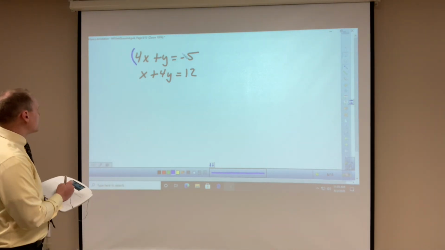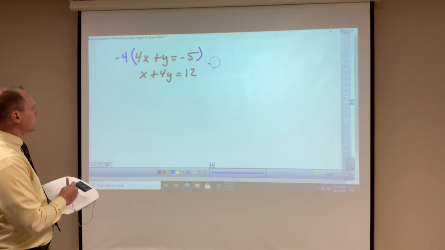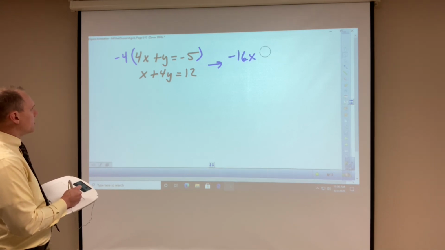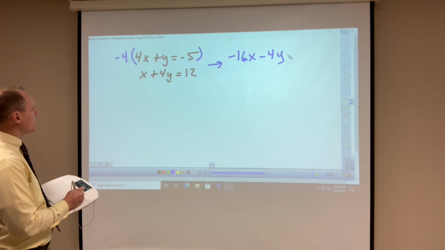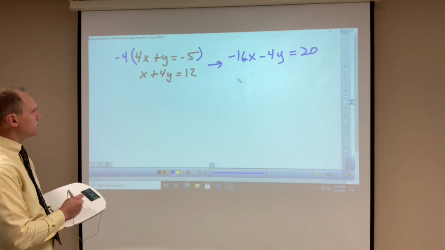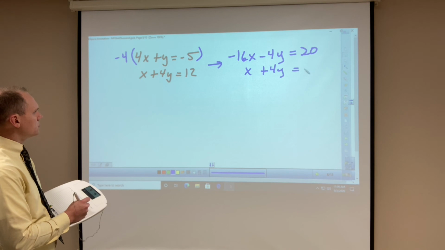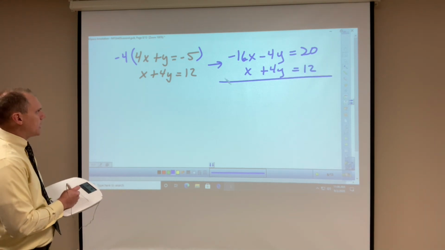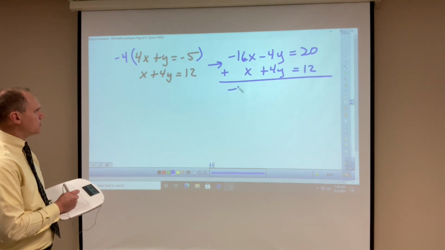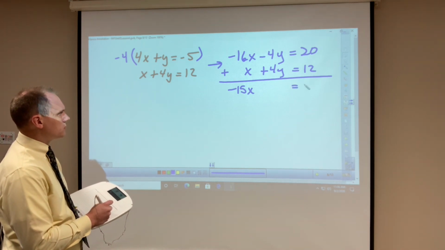I'm going to multiply the top equation by -4, and that's going to end up eliminating the y values here. So let's see. We're going to get negative 16x minus 4y equals, negative 4 times negative 5 is 20. Down here we still have x plus 4y equals 12. So now we can add the two equations together. We get negative 16x plus 1x will be negative 15x, 0 here, equals 32.